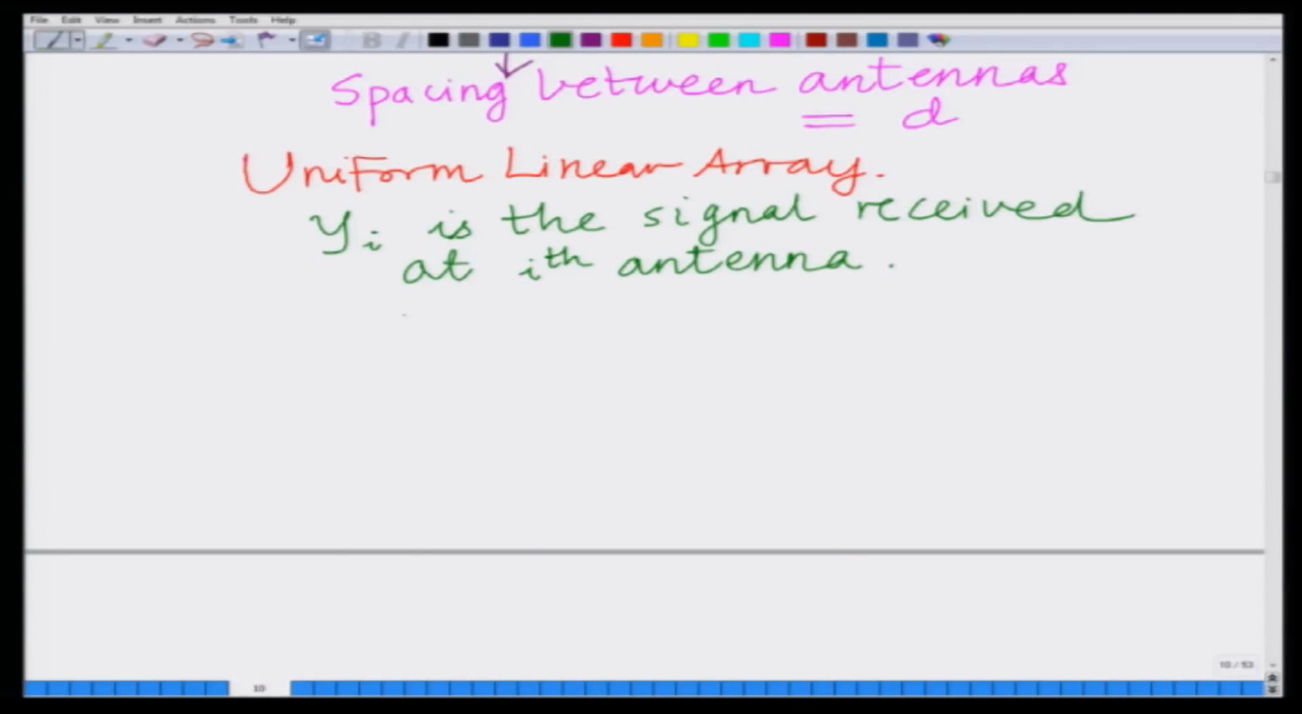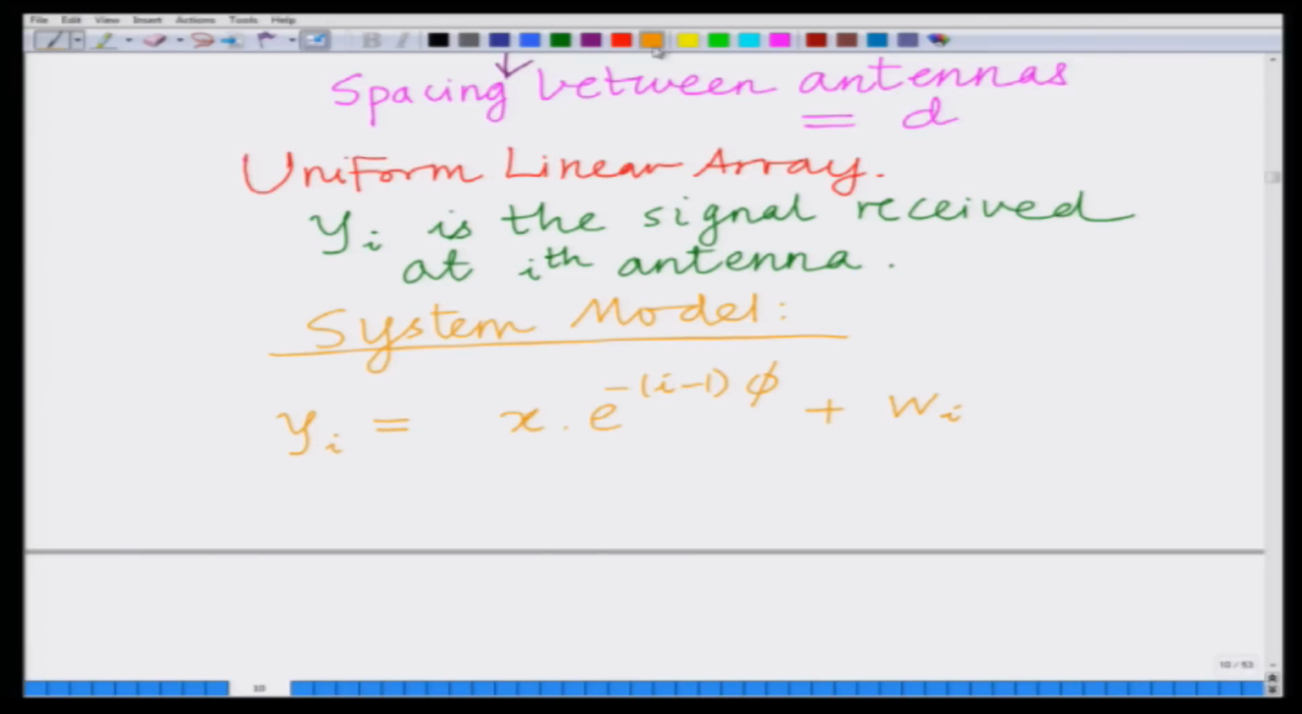Now, let us write the system model for this uniform linear array. The system model is given as follows: the signal yi received at the ith antenna is given as the transmitted signal x times e to the power of minus j (i minus 1) phi, plus wi, where wi is the Gaussian noise.